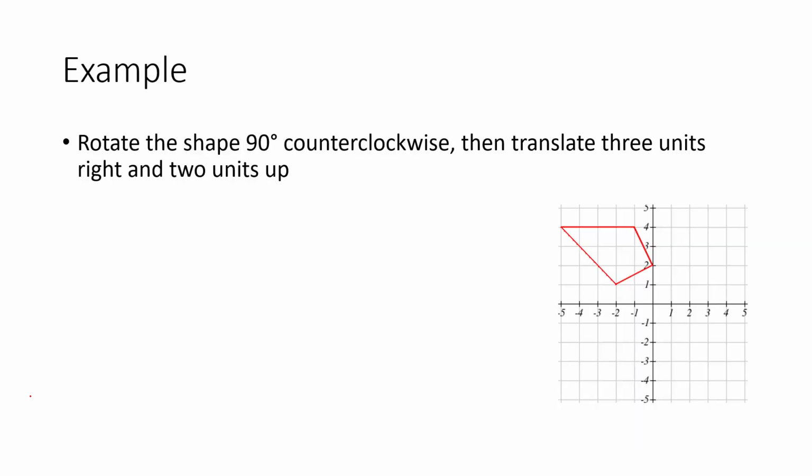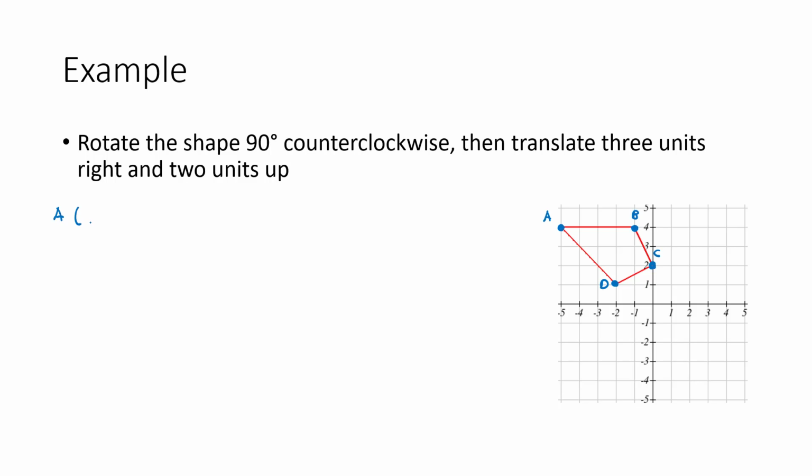properties. So here we have a kite, and it is going to rotate 90 degrees counterclockwise, and then we're going to also do a translation 3 units to the right and 2 units up. So first we need to know where all the vertices are. So let's name this kite. We'll just name it A, B, C, D.